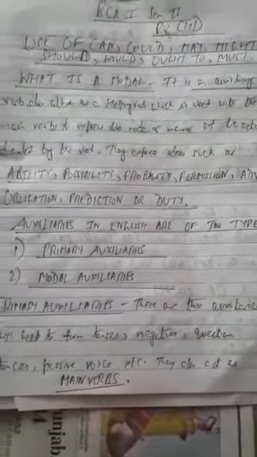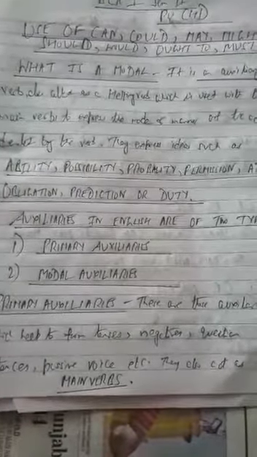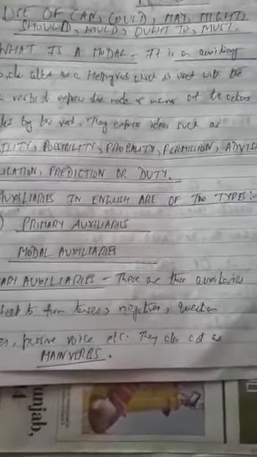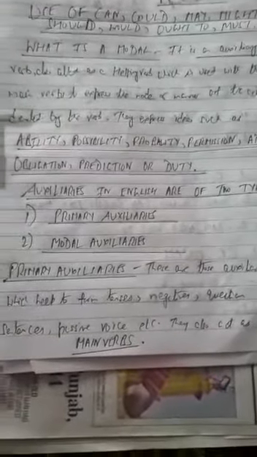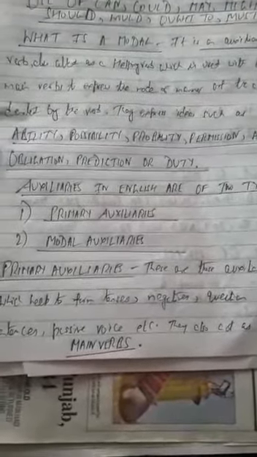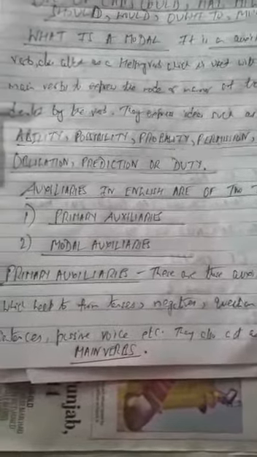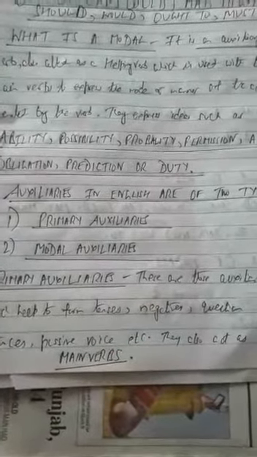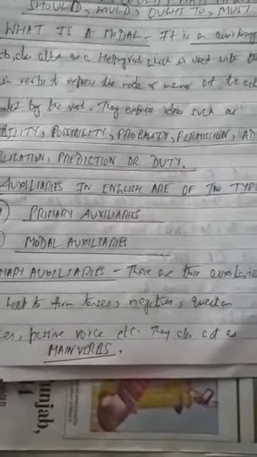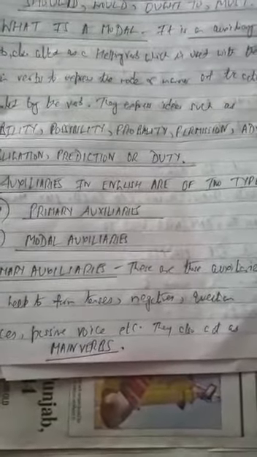Before that, we must understand that these are modals. So, to begin with, what is a modal? A modal is an auxiliary verb, also called a helping verb, which is used with the main verbs to express the mode or manner of the actions denoted by the verb. They express ideas such as ability, possibility, probability, permission, advisability, obligation, prediction, or duty.